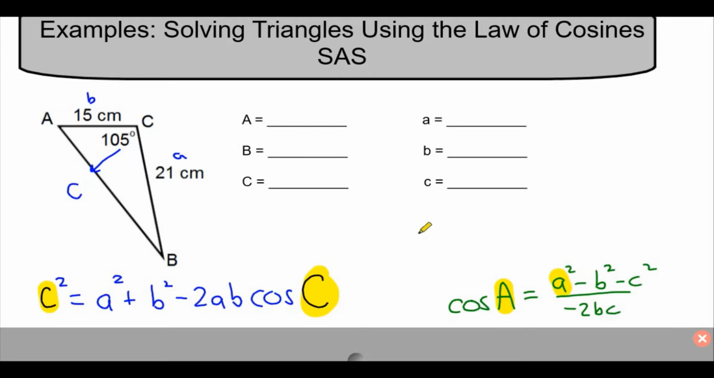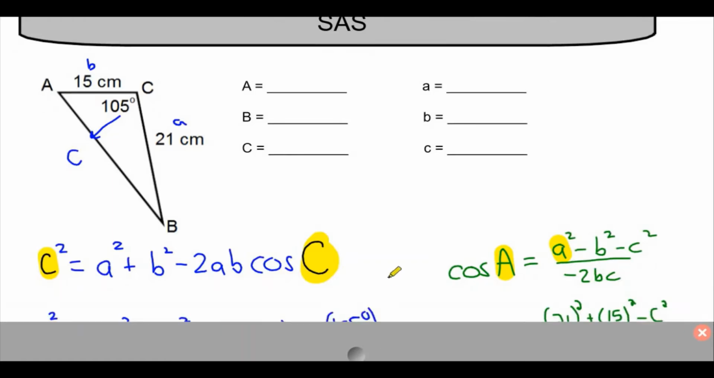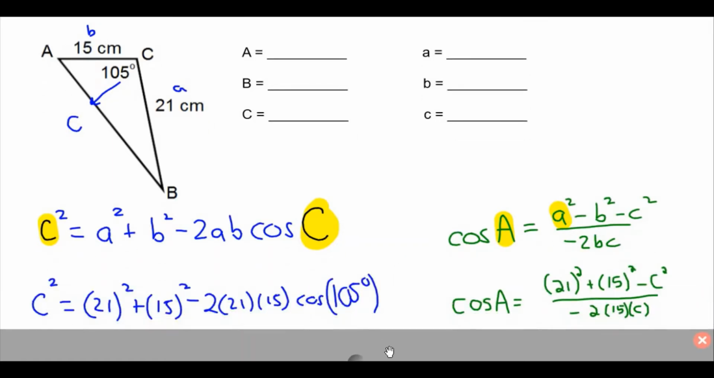All right, so next thing you're going to do is put in all the information, and as you can see, just to save time in this video, I've kind of pre-selected that information. A is 21, B is 15, and then cosine of 105. And then over here, I went ahead and put in what A and B were, and I don't know C. So I just wrote C. And this is actually extremely useful.